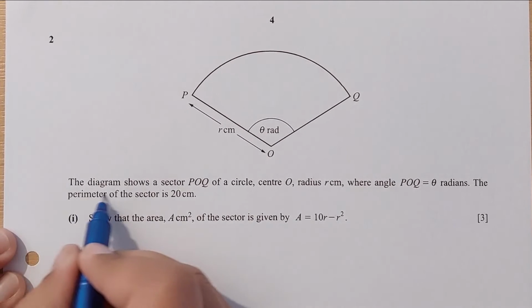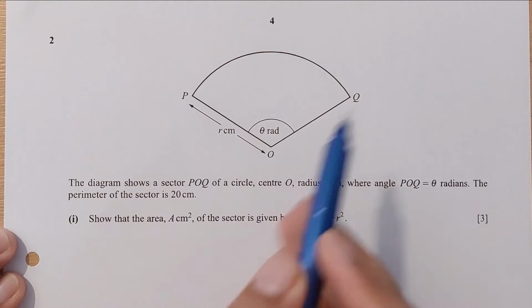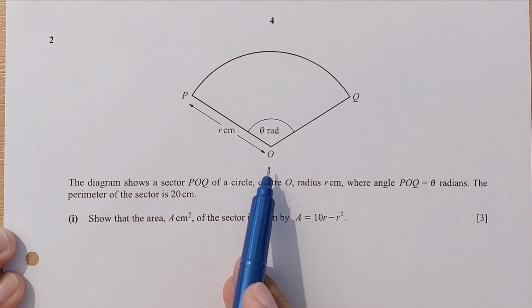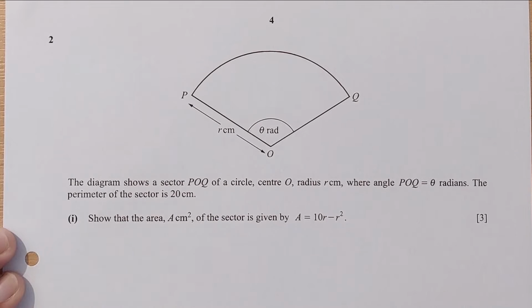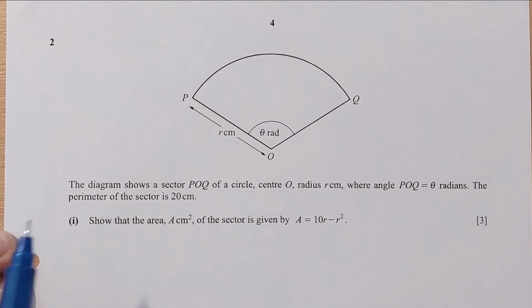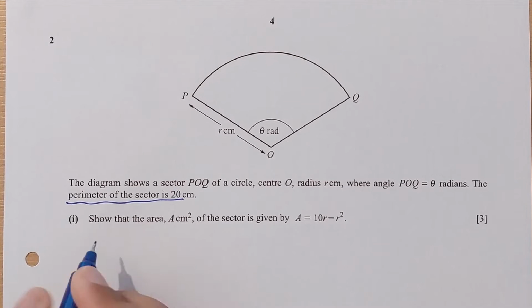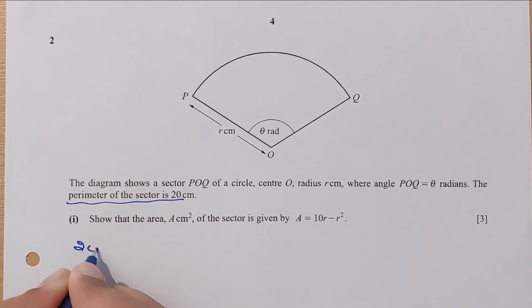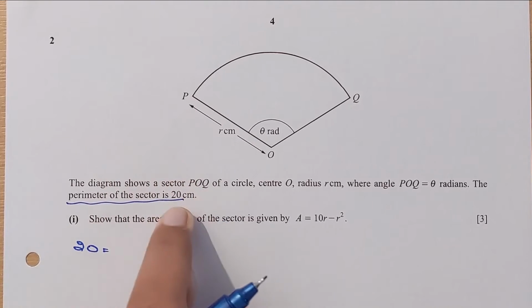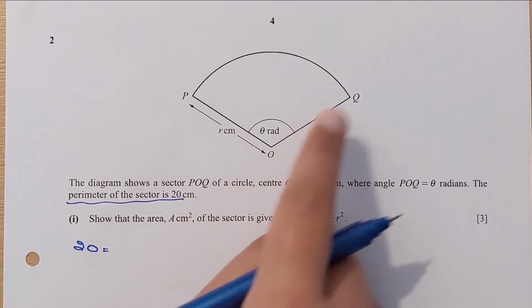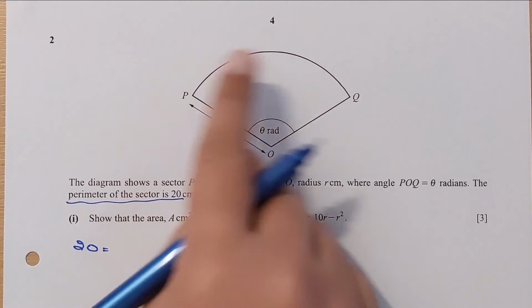Question number 2. The diagram shows a sector POQ of a circle, center at O, radius r centimeters, where the angle POQ is theta radians. The perimeter of the sector is 20 centimeters. So the perimeter is the sum of all sides, right? This is 20, and the side is r, this is r, and this is the arc length.